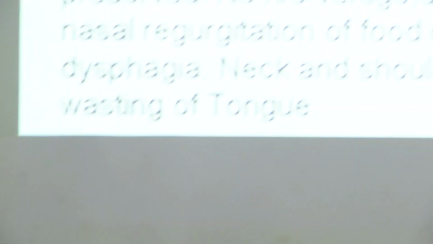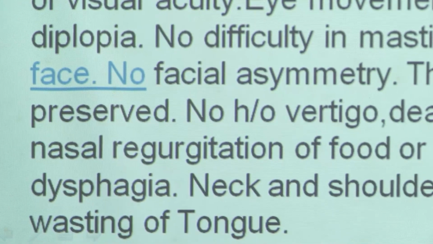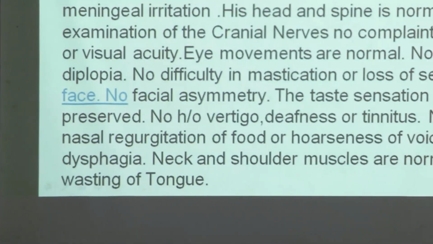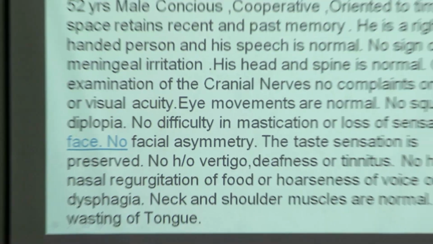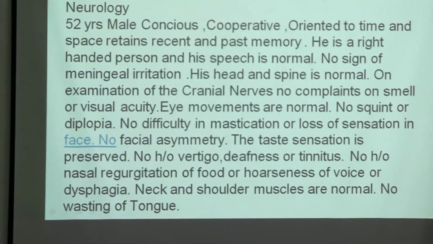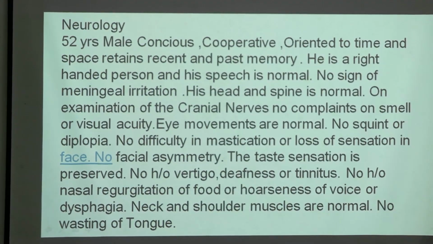Neurology examination starts with all things are there. The patient is 52 years male patient, okay. Then conscious, cooperative, orientation. So you know all these things, how to test these things. I suppose you know this. The patient is conscious, cooperative, orientation to time and space. What are the questions to be asked? And then retains recent and past memory.